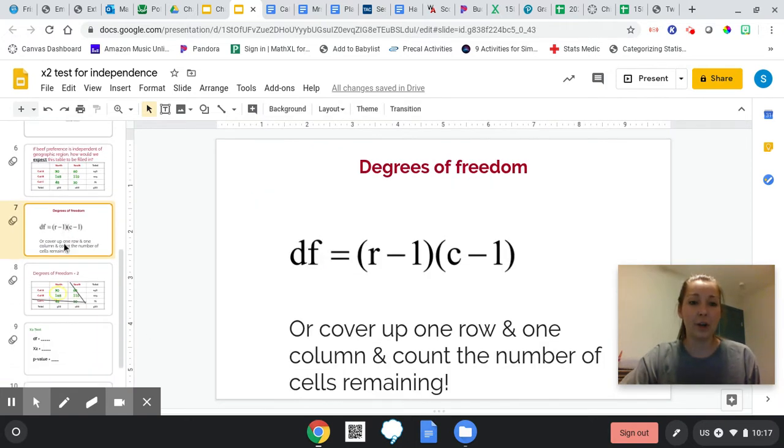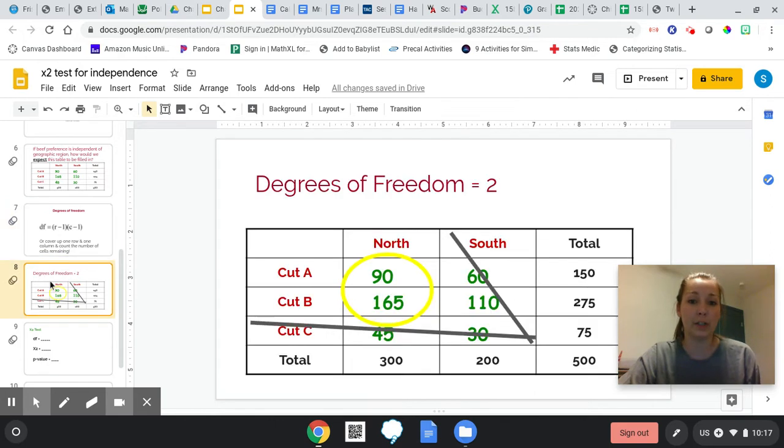The next thing you need to know how to calculate is degrees of freedom. So the degrees of freedom is your row total minus 1 times your column total minus 1. There's just a lot of math going on there. It's like 3 different steps, and you have subtraction and multiplication going on. And I know for me, I like to have a shortcut here. So you can also just cover up a row and a column and count the number of cells remaining. So I'll show you both ways here.